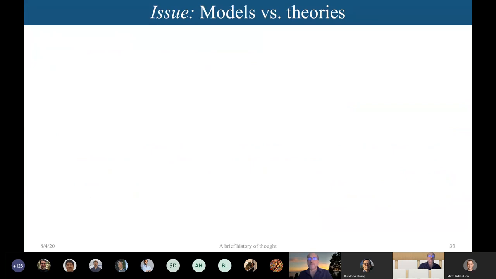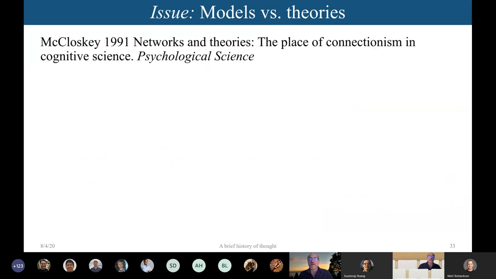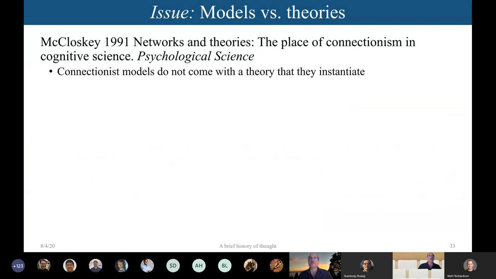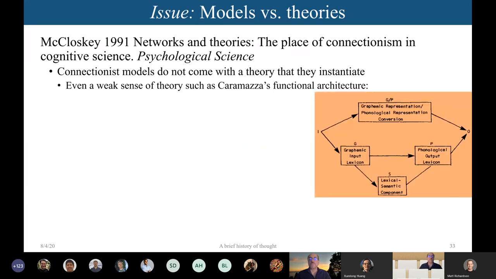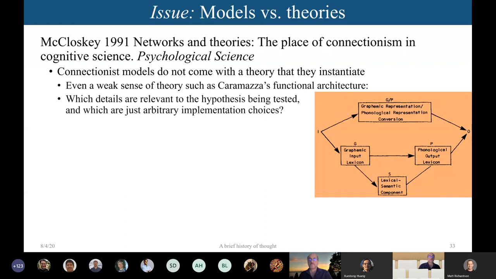Now, on the flip side, neural models commit to a low-level description of processing, but do not generally make explicit claims on more abstract levels. In 1991, McCloskey pointed out that connectionist models do not come with a theory that they instantiate. Not even a weak sense of theory, such as a functional architecture like the one we saw from Caramazza earlier. Which details of the model are relevant to the hypotheses being tested, and which are just arbitrary implementation choices?